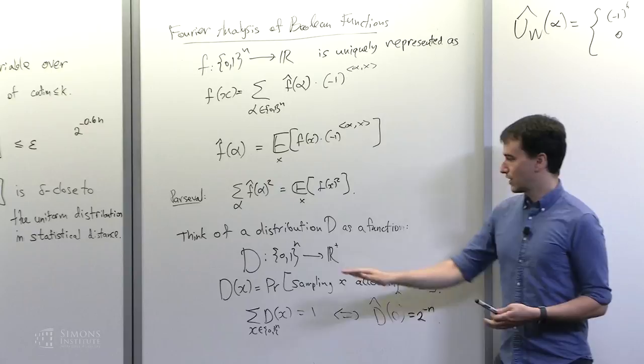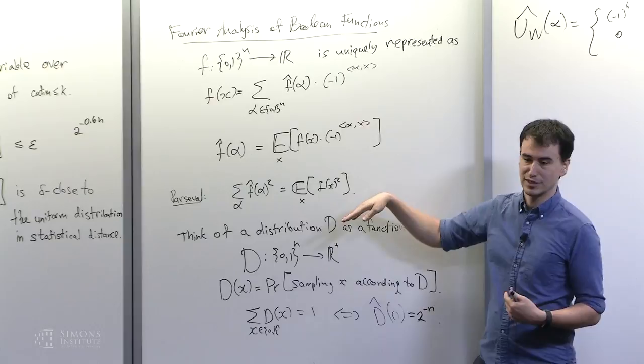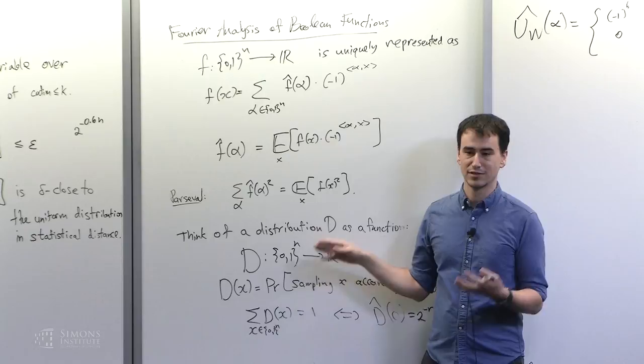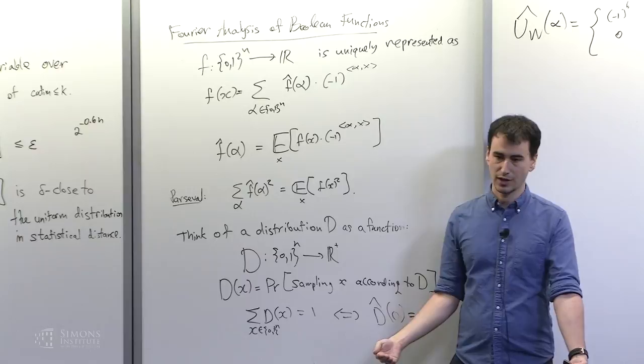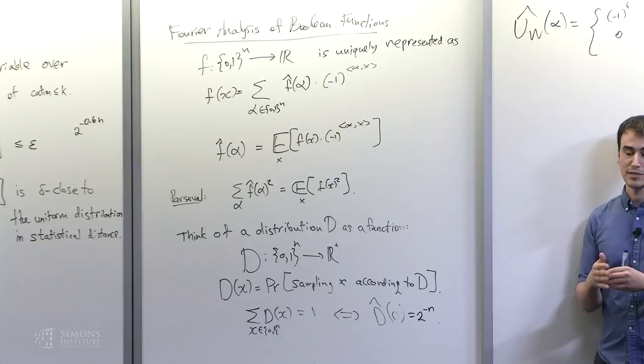Okay, so now we are talking about distributions, right? So how do we associate a function with a distribution? We would simply think of the function that takes as input the string and outputs the probability that this string is sampled according to the distribution. Okay? So in particular, what would be the function associated with the uniform distribution? It would be the constant function that always outputs 2 to the minus n.